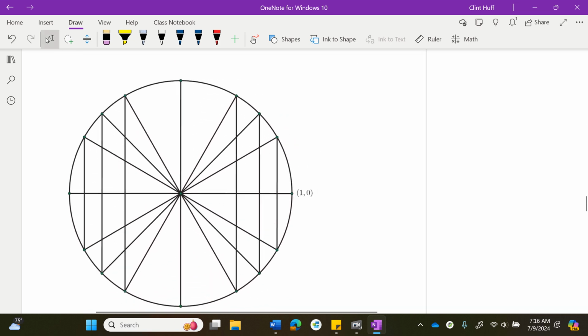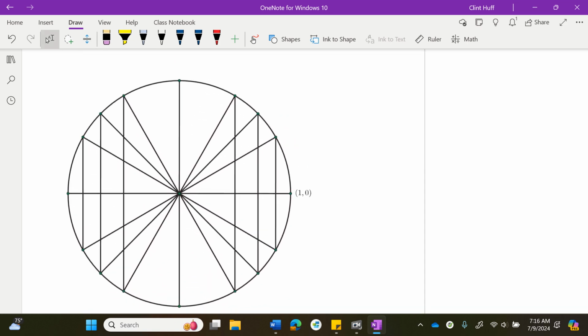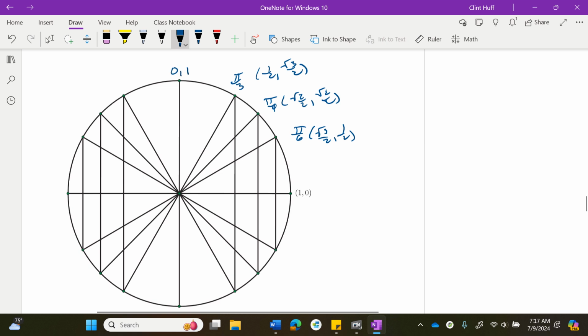This next section has us label the entire unit circle, so bear with me here. This is pi over 6, which is (root 3 over 2, 1/2). Pi over 4, which is (root 2 over 2, root 2 over 2). Pi over 3, notice this is the reverse of pi over 6. Up here we get pi over 2, this is (0, 1).